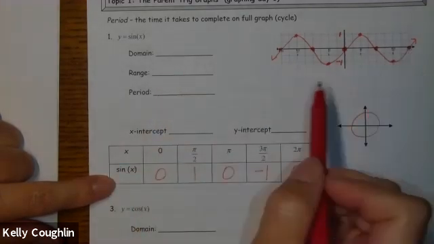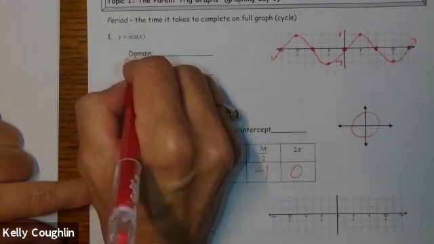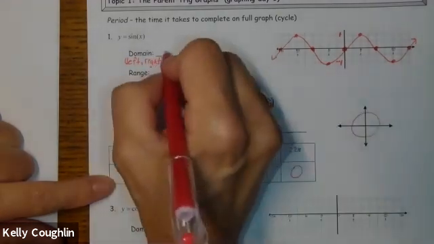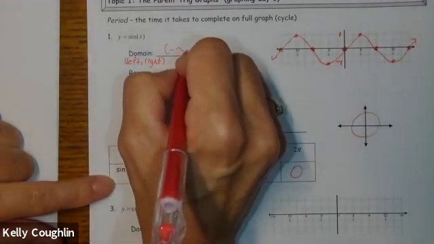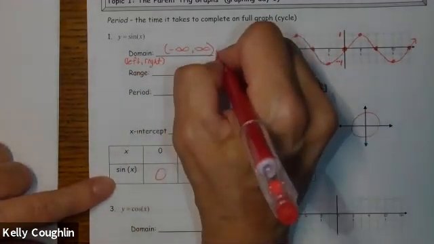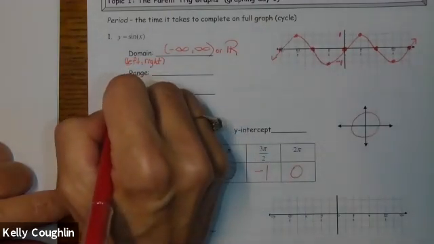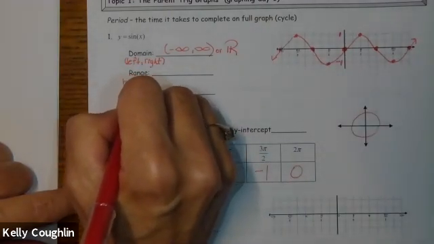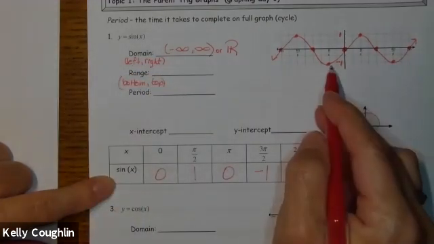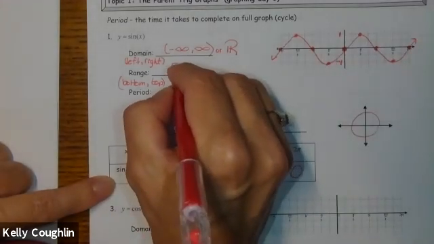The domain. Domain means what? Left comma right. So this goes on forever. So it's going to be -infinity to infinity. Another way to say that is all real numbers. The range. Remember, range is bottom, top. So this bottom is at -1, the top is at 1, and it actually touches them.